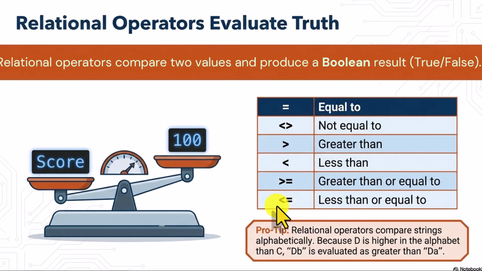Then there is a pro tip here. Relational operators compare strings as well, but it compares strings alphabetically. For example, because D is higher in the alphabet than C, D is larger. And DB is evaluated as greater than DA. When the first letters are equal, then the second letters will be compared. So B is larger than A, so that's why DB is greater than DA. So that is relational operators.